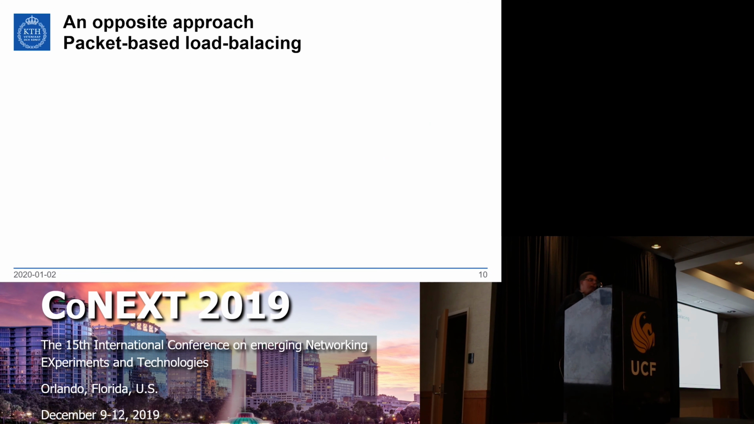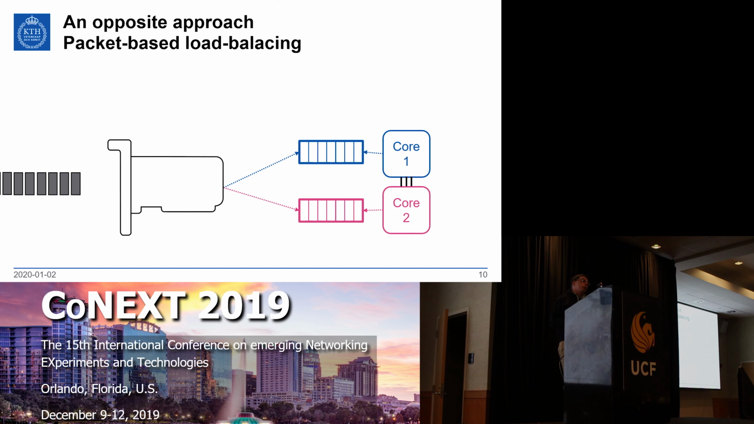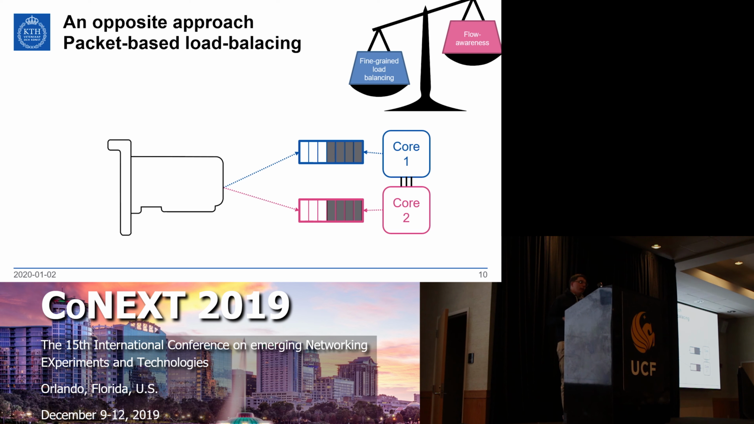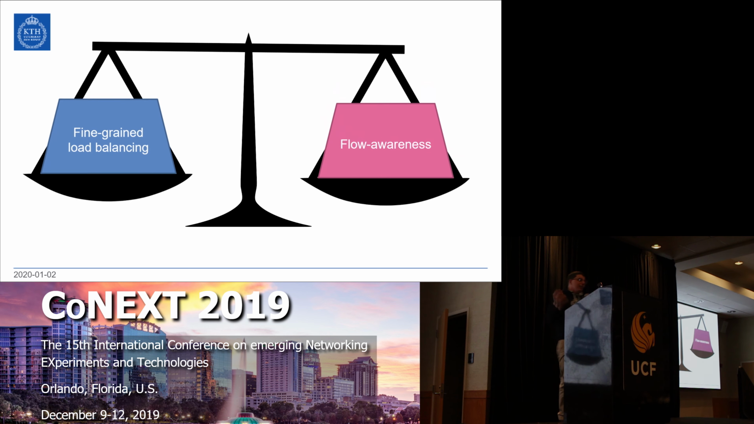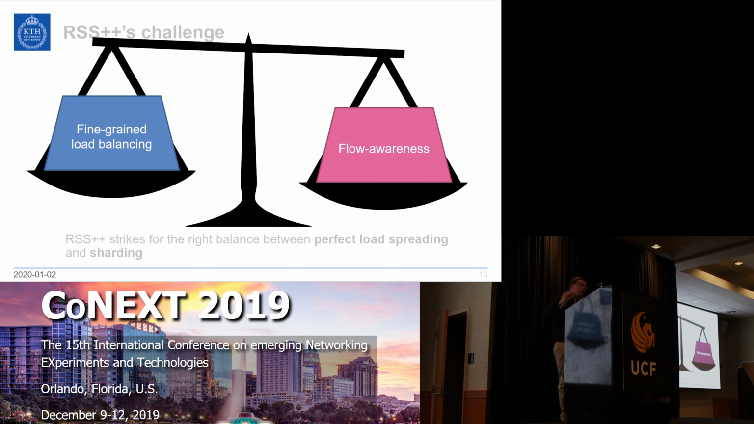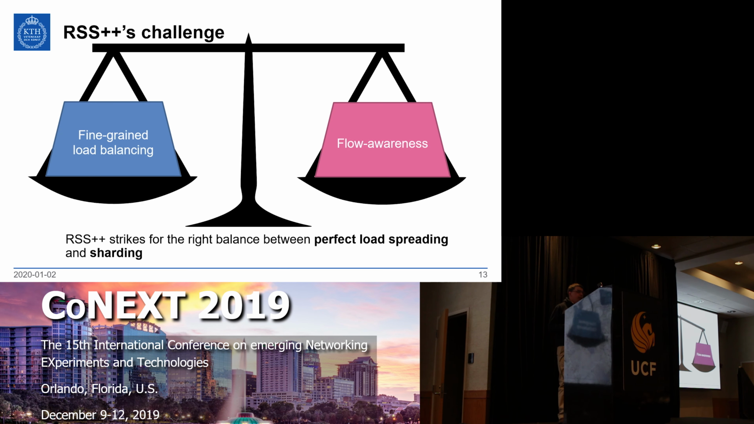So we can also do the opposite, completely forget about flows, and just dispatch packets, for example, in a round-robin way, right? So we give one packet to one core, the next to the other core. And NAT techniques achieve a very good load balancing, of course, but it's completely flow unaware. So packets of the same flow will get spread to all the cores, right? And we'll see the problem of that later. So we've got basically this balance between flow awareness and fine-grained load balancing, right?